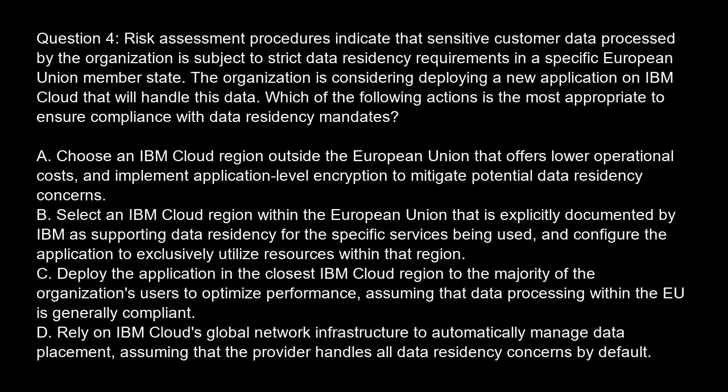Option B. Select an IBM Cloud region within the European Union that is explicitly documented by IBM as supporting data residency for the specific services being used, and configure the application to exclusively utilize resources within that region. Option C. Deploy the application in the closest IBM Cloud region to the majority of the organization's users to optimize performance, assuming that data processing within the EU is generally compliant. Option D. Rely on IBM Cloud's global network infrastructure to automatically manage data placement, assuming that the provider handles all data residency concerns by default.